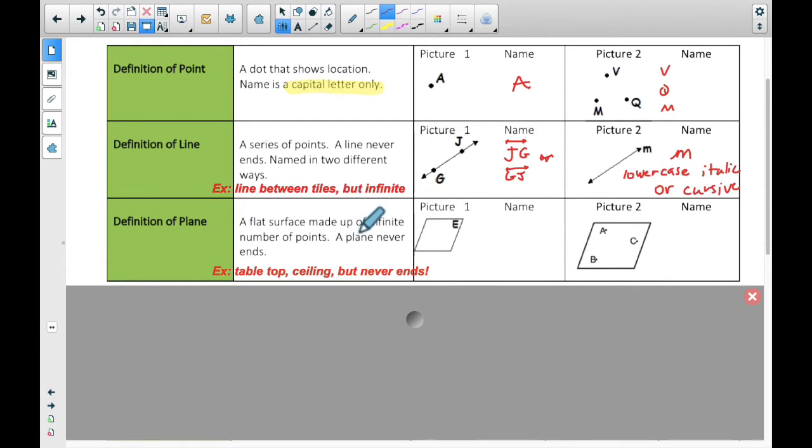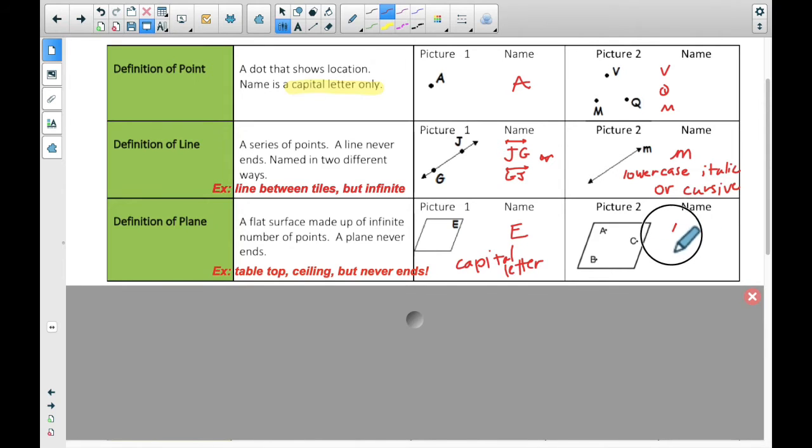A plane is a flat surface made up of infinite number of points. A plane never ends. So imagine a tabletop, but it goes on forever and ever and ever. Or the ceiling, but it goes on forever. Like that, those would be a plane. Now, when we name them, we again name them with a capital letter. And it's a little bit confusing because, well, is that the point E or is that the plane E? And so you kind of have to use context when you're looking at these.